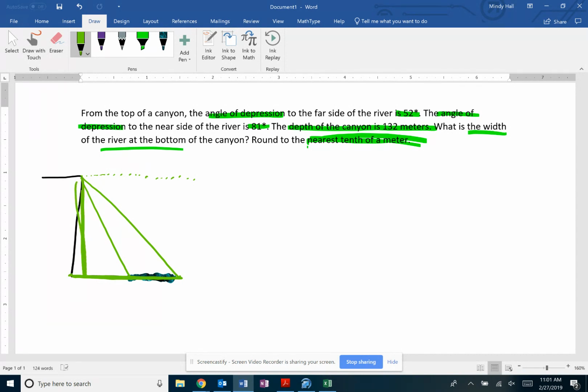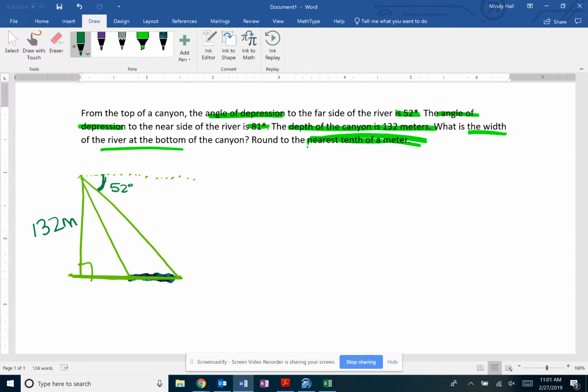Fix the side of my canyon so it's a little bit straighter. My whole canyon went away. It's okay, we'll work with it. Okay, so we know that the canyon is 132 meters. So we're going to have 132 meters. And then the angle of depression is 52 to the far side. So my far side is the one that is closest to that horizontal line I drew. So that is 52 degrees.